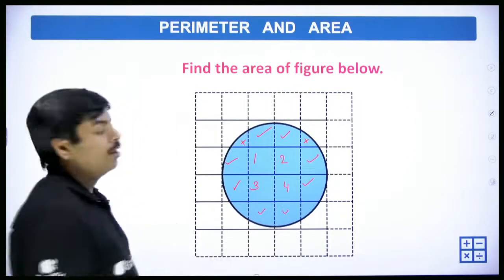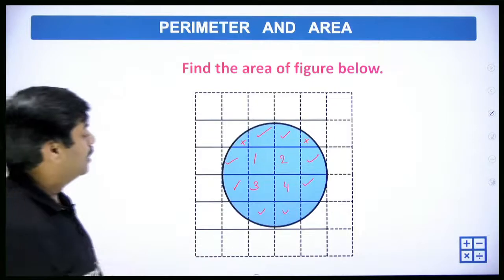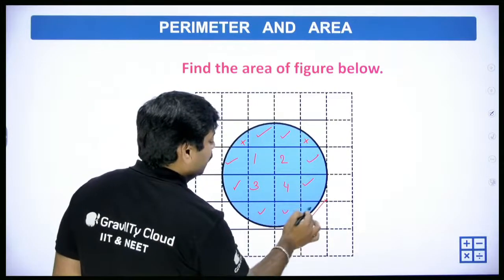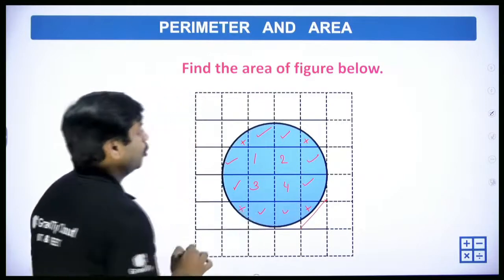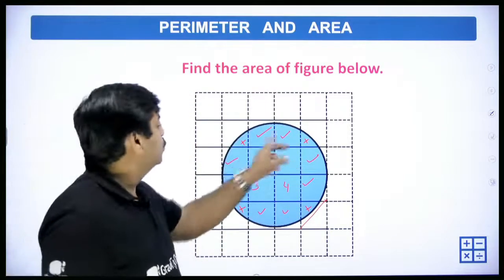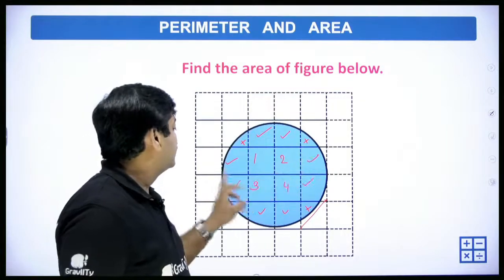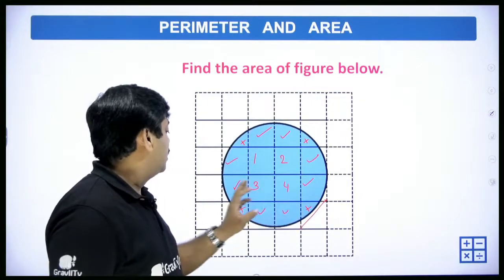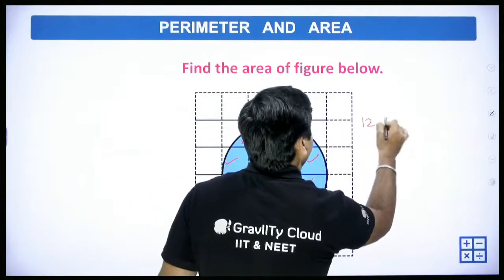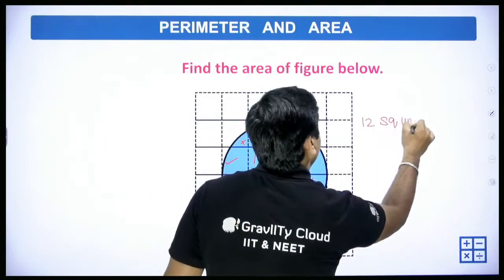Okay, again at the corner. Find the area. This is again less than half, this again less than half, so this part and this part cannot be added. These two parts cannot be added. So 1, 2, 3, 4, 5, 6, 7, 8, 9, 10, 11, 12. Right? So that becomes 12 square units.